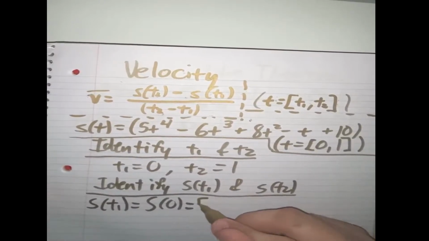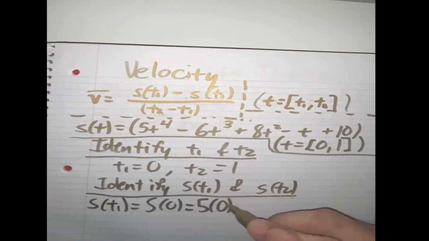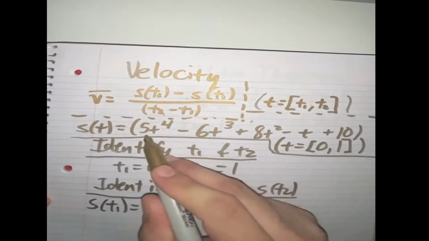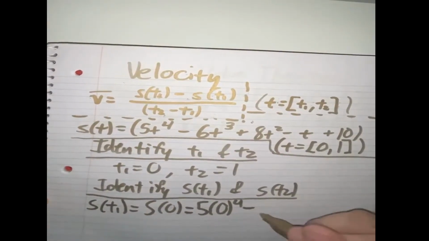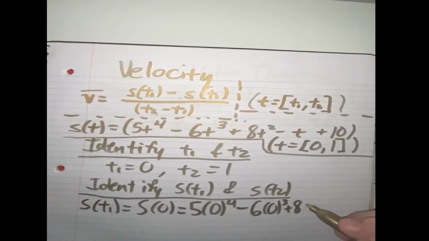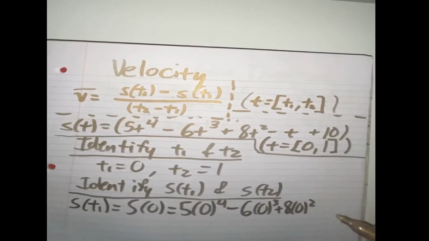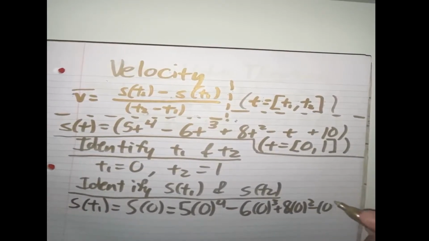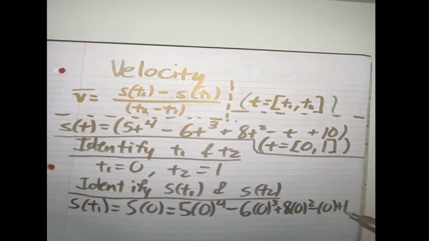So 5 times 0 raised to the 4th power. I'm getting S of T from this function right here. Minus 6 times 0 raised to the 3rd power. Plus 8 times 0 raised to the 2nd power. Minus 0 plus 10.